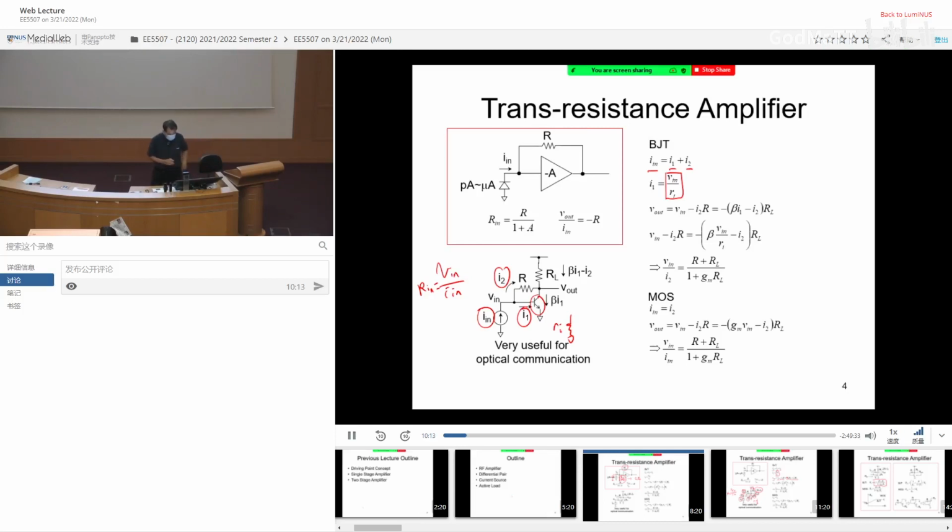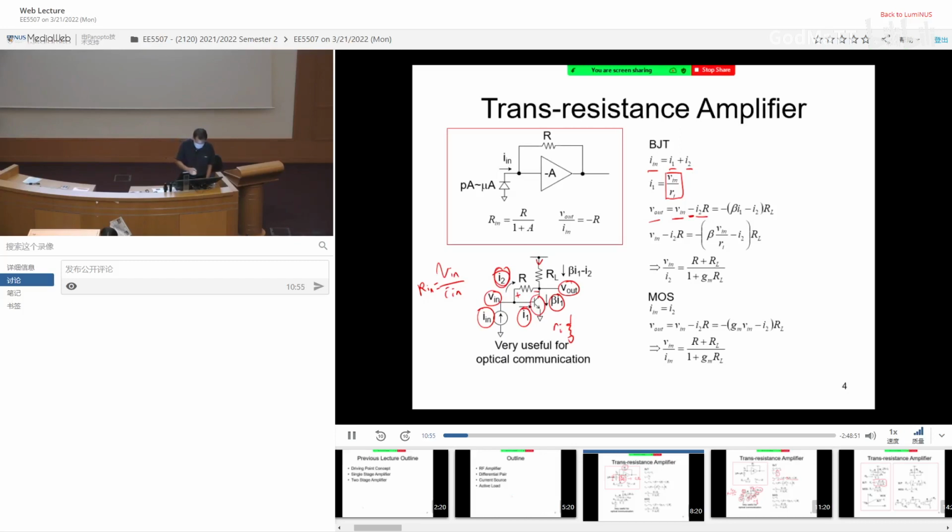And then what is the Vout? Assuming this is Vin, plus the potential drop across the resistor R, you end up having Vout. So Vout is given by Vin minus I2 multiplied by R. But there is another way of obtaining Vout: what is the total current going through RL? The total current going through RL is beta I1 minus I2, and then you multiply by RL.